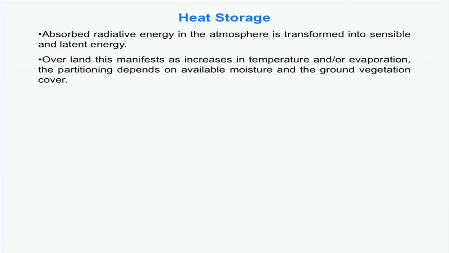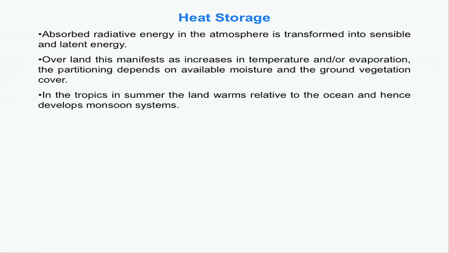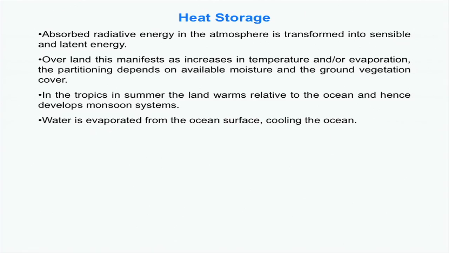Now in the tropical regions, in the summertime, the land warms relative to the ocean much more strongly than the ocean, so we have this big temperature gradient between the oceans and the land. And that temperature gradient is what drives the monsoon systems, which we'll learn about in other courses. Of course, we're going to evaporate water from the ocean surface. That's going to cool the ocean.